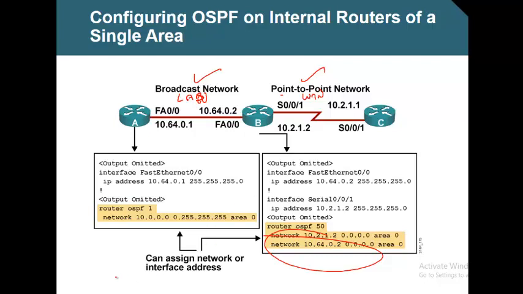And what else do we learn from here? The process ID can be different. You see here 1, here 50, nothing wrong, because they are local to the router. They are not going to be advertised to the adjacent neighbors. This process ID will not be shared along with the hello packets or anywhere.